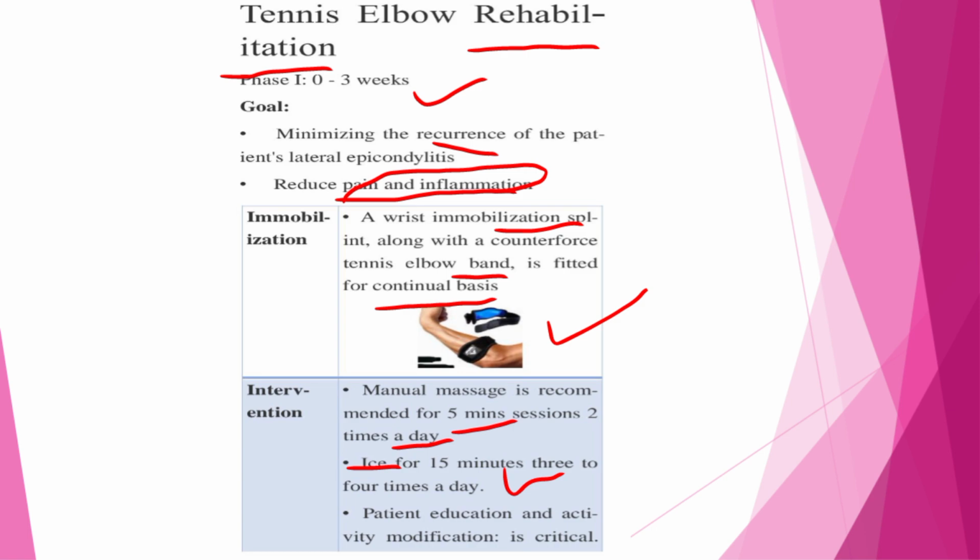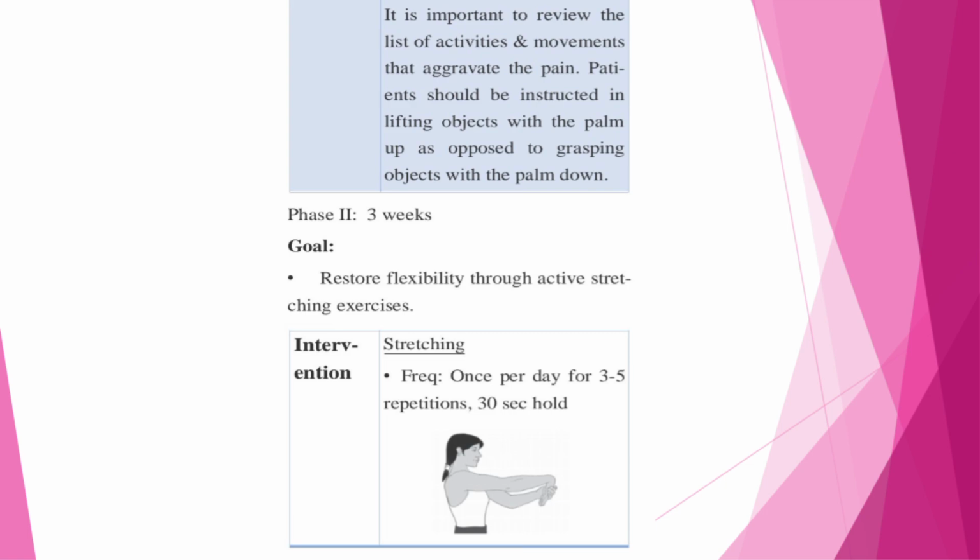Patient education and activity modification is very important. It is very important to review the list of activities and movements that aggravate the patient's pain. The patient should be instructed to lift objects with the palm up as opposed to grasping objects with the palm facing down. This is phase 1, where we have the responsibility to decrease pain and inflammation.